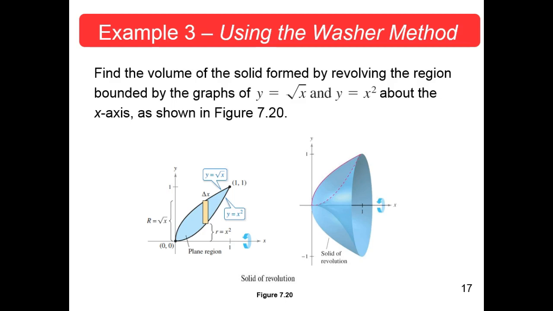Okay? This almost looks like what you might have as the shape of an airplane wing or something like that. So the outer function, outer radius is this one, the inner radius is that. Okay? So how would you proceed?